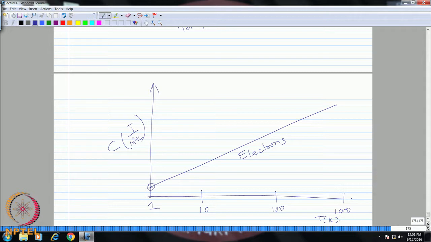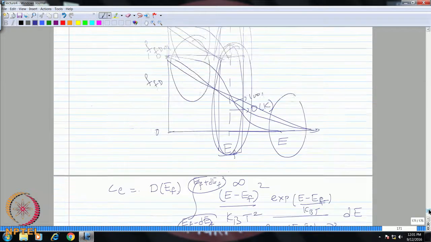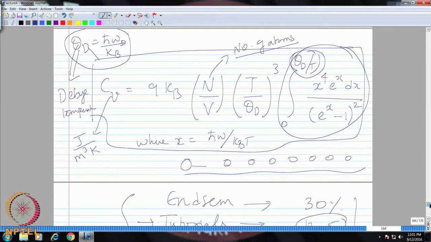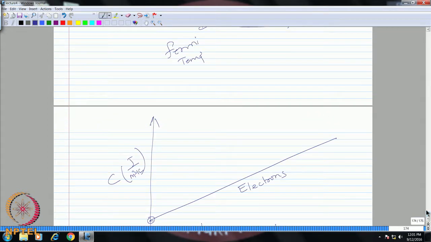Whereas for phonons we have our expression, which is given by this. Once you know the number of atoms per unit volume and the Debye temperature, substitute this and we can plot it as a function of temperature. How does it look if you plot it? It will go on like this and then finally it will saturate. Okay, so this is for phonons.